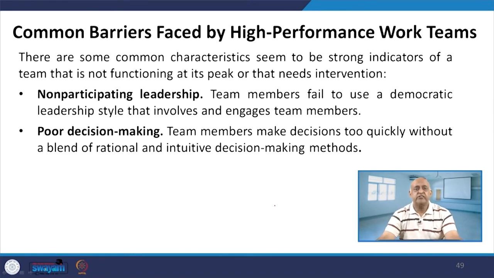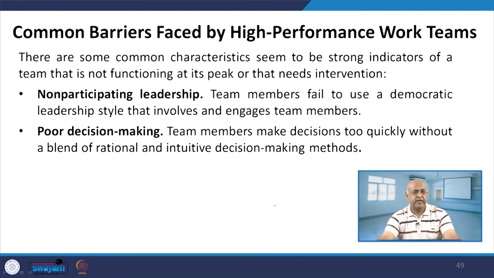Now, it is not that easy, dear friends, because there are certain barriers. These are common barriers faced by high performance work teams. Why are people not working in the team? Because there are certain reasons, and those reasons are called barriers. What are the barriers? Non-participating leadership. Some people are positional leaders, but they fail to use a democratic leadership style. They are not connecting with the people, the followers or the group or team members. The leader is there, but not involved. That is non-participating leadership, and they are only positional leaders by the organization.